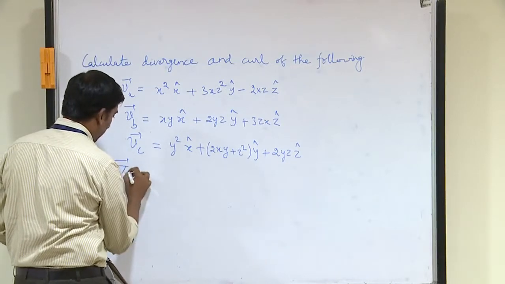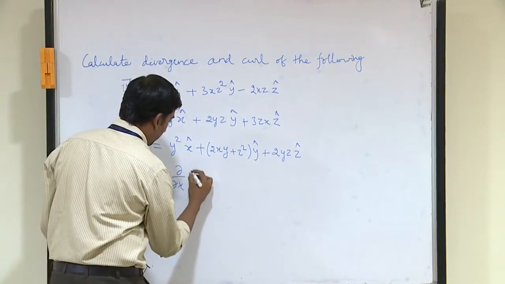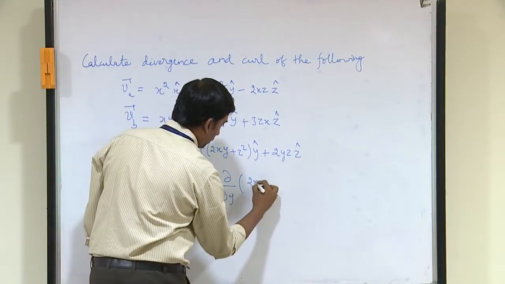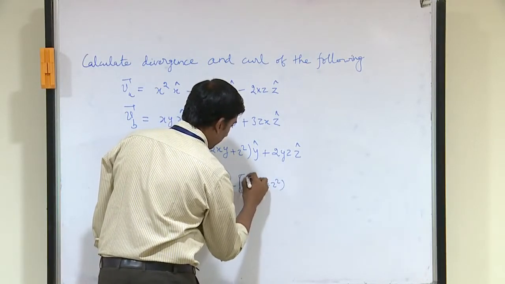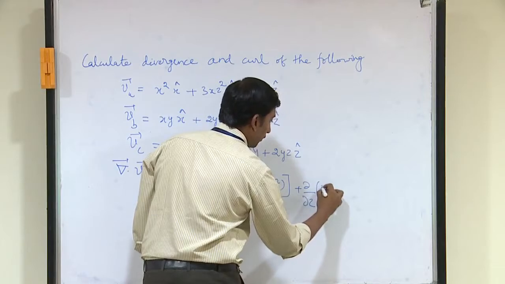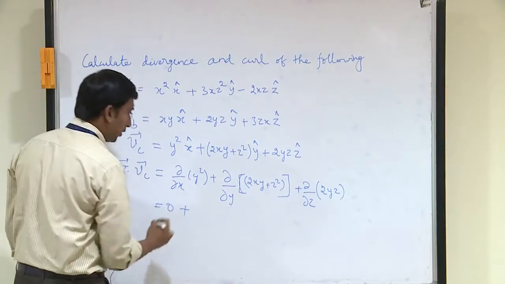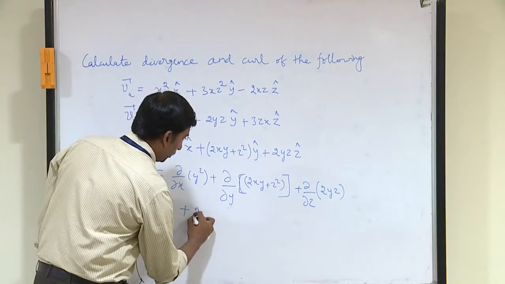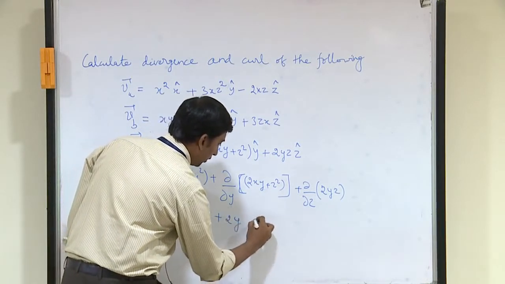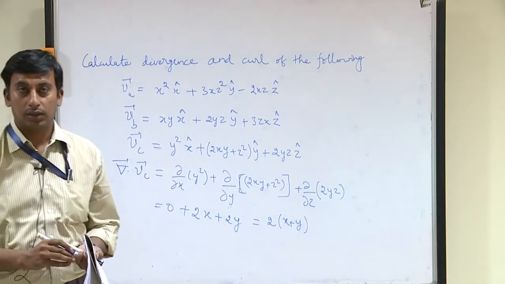For the third vector field, divergence of C is dou by dou x of y square plus dou by dou y of 2x y plus z square plus dou by dou z of 2y z. So this is 0 plus 2x plus 2y. So the answer is 2 into x plus y. Correct?